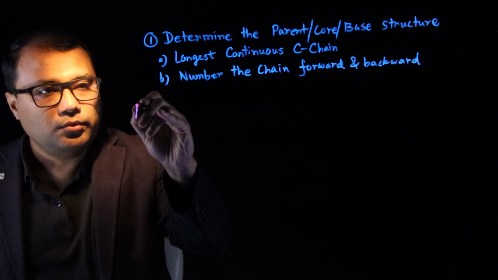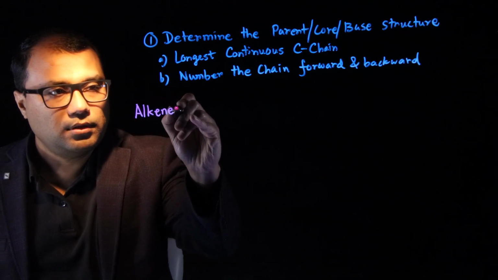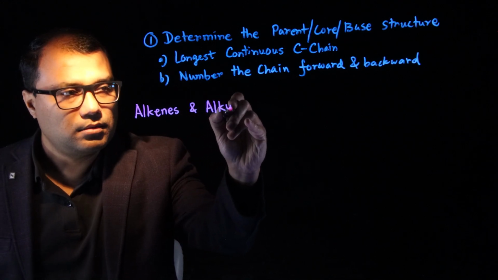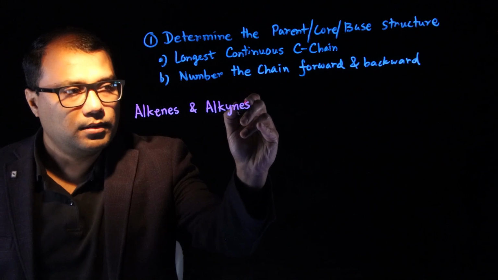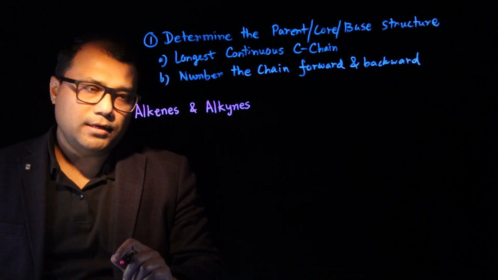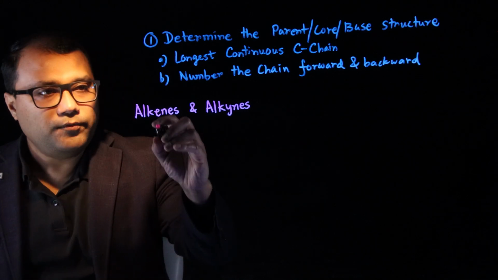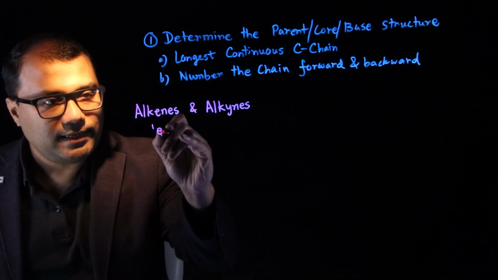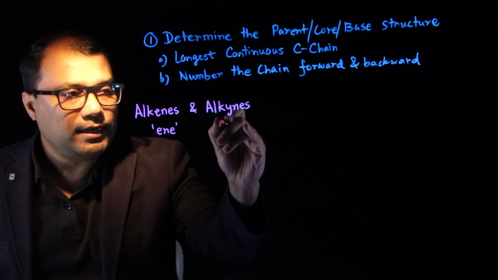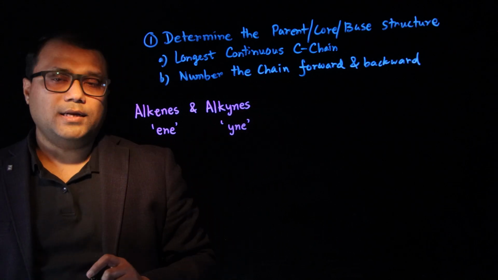Let's now move on to naming alkenes and alkynes. The concept is very simple. If there are double bonds, then it's an alkene. If there are triple bonds, then it's an alkyne. How we name alkenes is we add E-N-E to the end of the name. And how we name alkynes is we add Y-N-E to the end of the name.